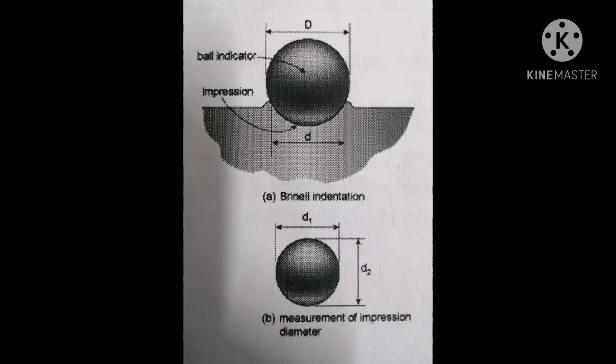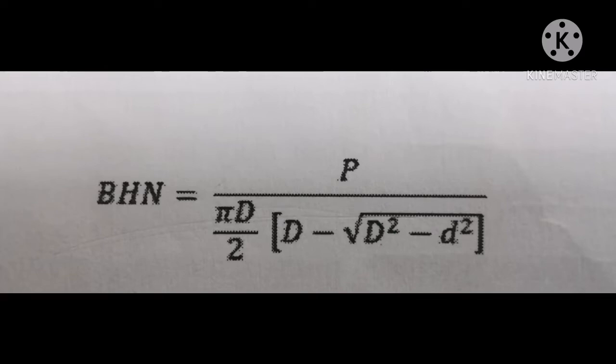Now we can see a picture of the Brinell indentation. After the impression, we can measure the diameter of the ball as capital D, and D1 and D2 are the diameters of the indentation in two directions that we have to take. By taking the average of the two diameters we can find the small d, the average impression diameter of the indentation, and we can apply it in the equation to find the Brinell hardness number.